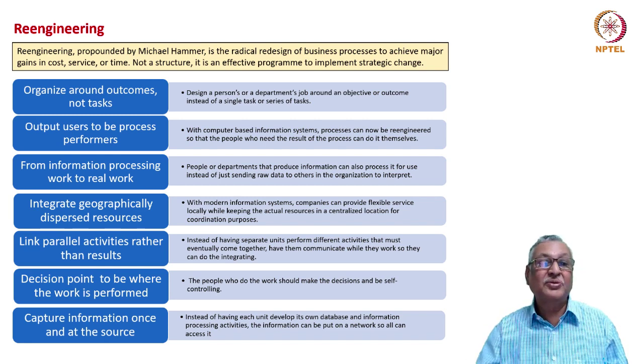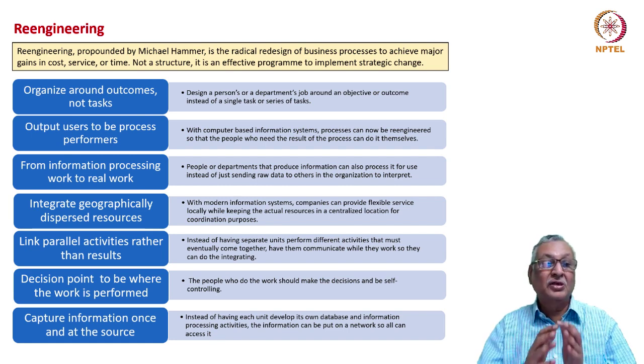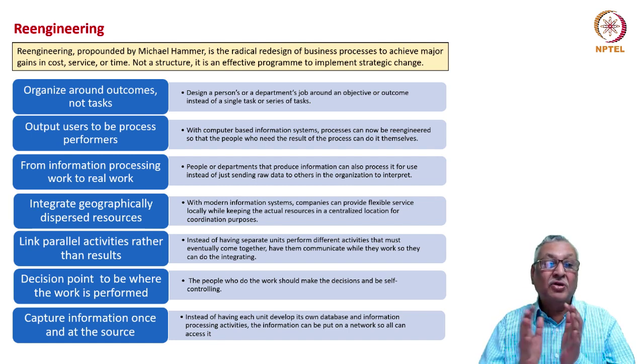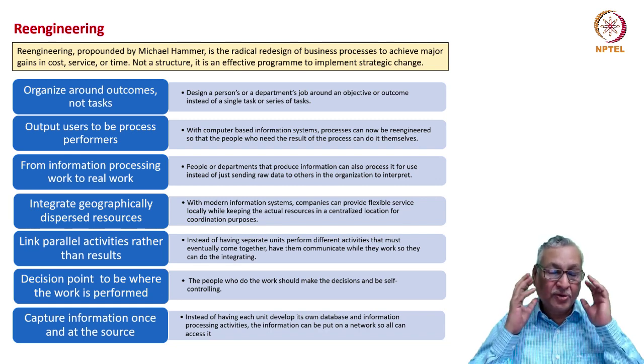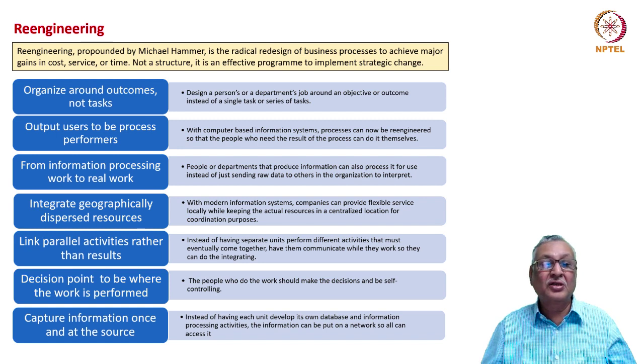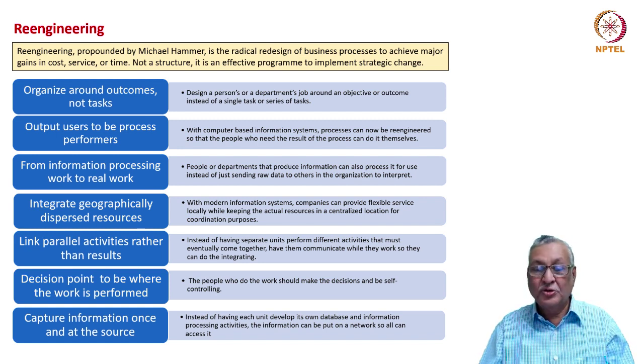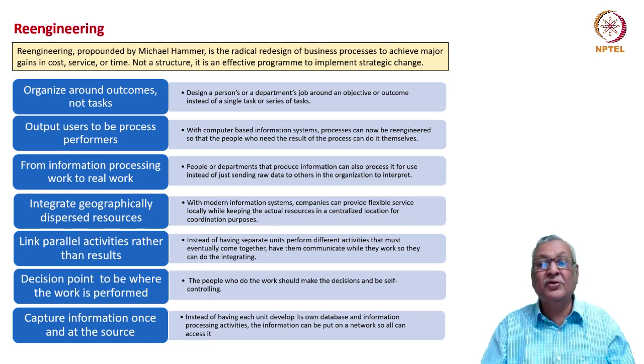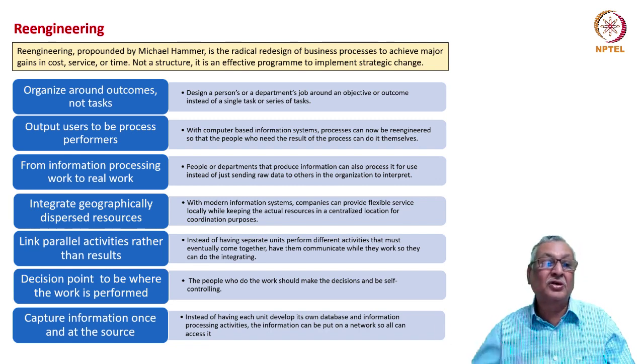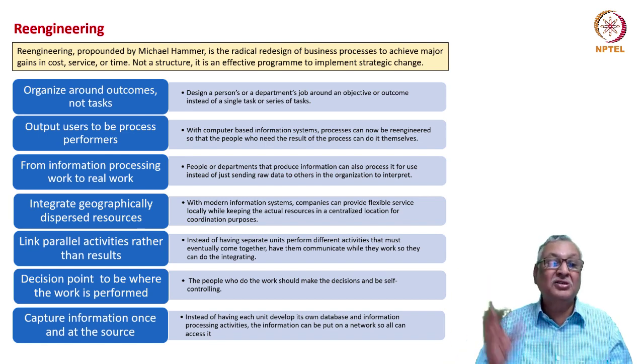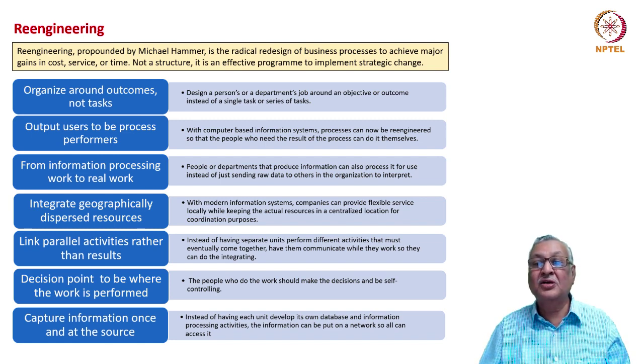Let me consider some aspects of reengineering. First, you should organize around outcomes, not tasks. That is, you should have a project mentality in the organization. It is not that I do separation of good data and bad data. That is a task. But you should understand why you are separating the good data and bad data, and how you are going to utilize the good data for efficient process as well as efficient outcome. So when you have that outcome in mind, this separation will be done meaningfully, and the communication also will get done meaningfully. So design a person's or a department's job around an objective or outcome instead of just a task or a series of tasks.